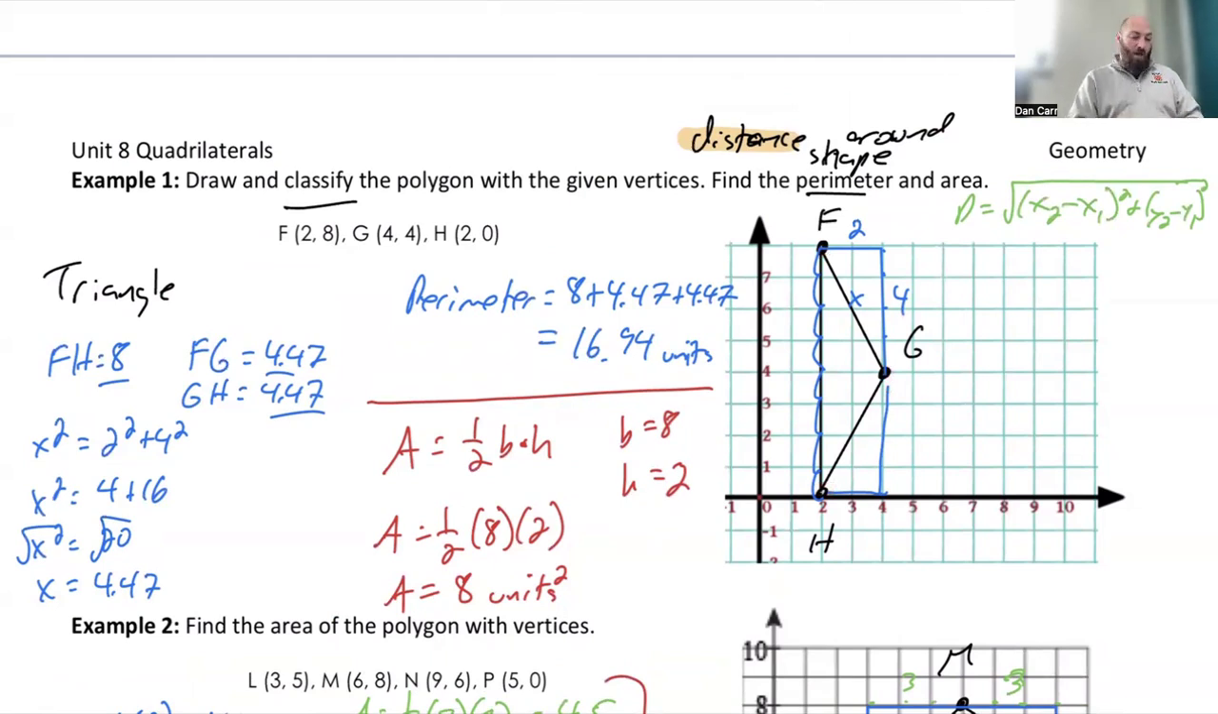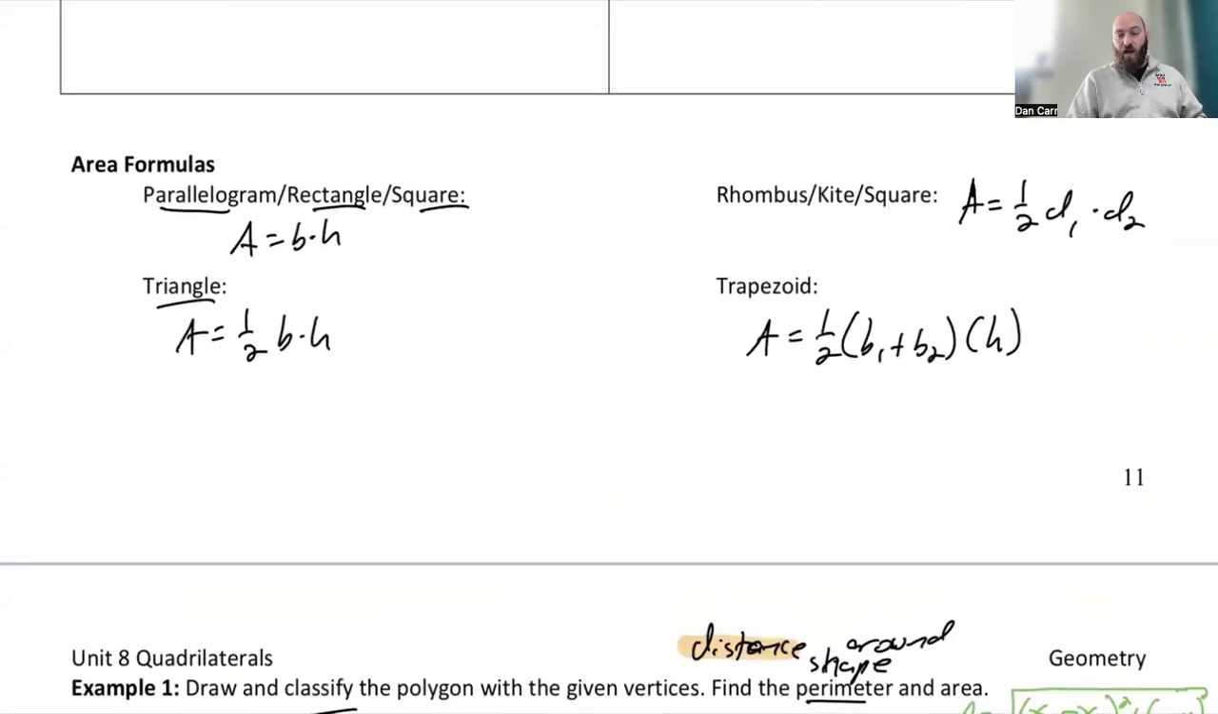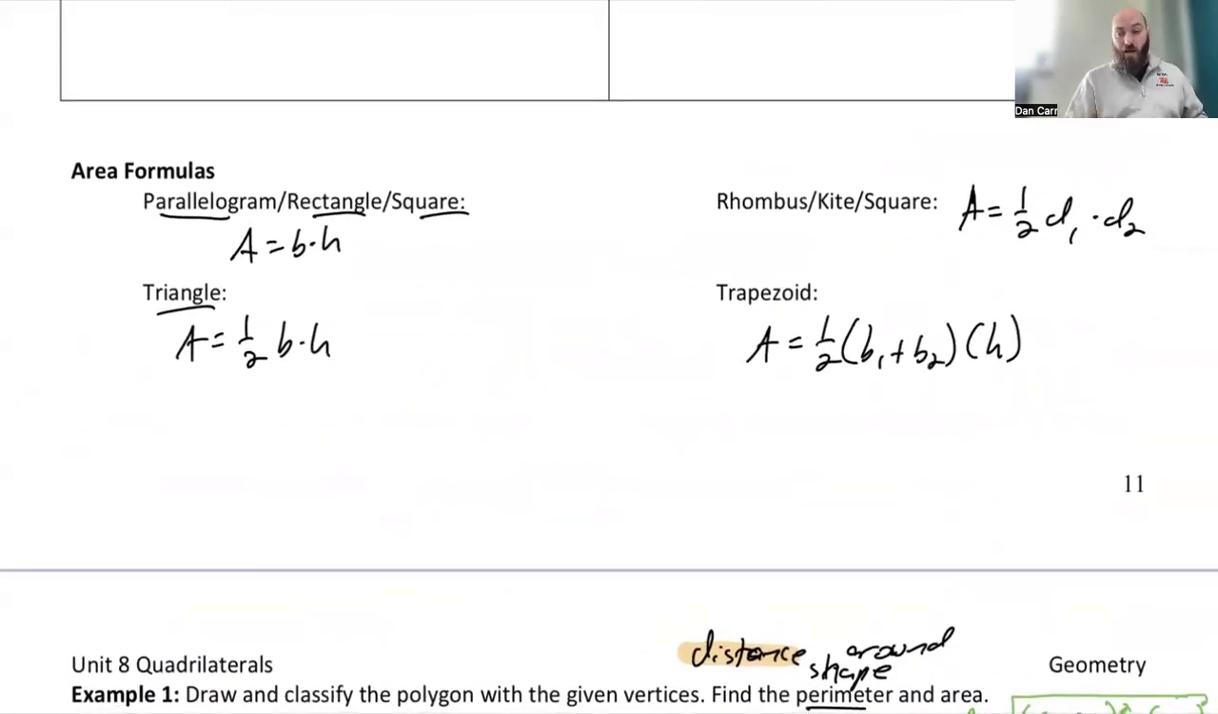All right. But that's it for today. So again, using these different formulas, just looking for how they look on a coordinate grid. And sometimes you might have to figure out what the shape is before you can pick which formula to use.